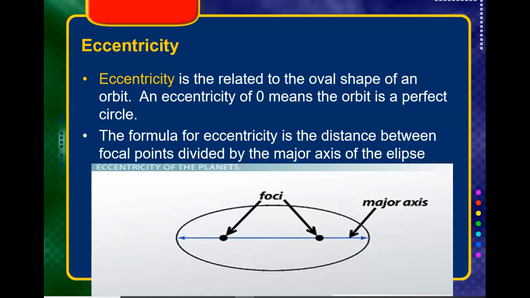So let's say the foci distance is 2, and the major axis is 6. So 2 divided by 6 is a third. So 0.3 would be your eccentricity. So the greater the distance between the foci and the major axis, the greater your eccentricity.